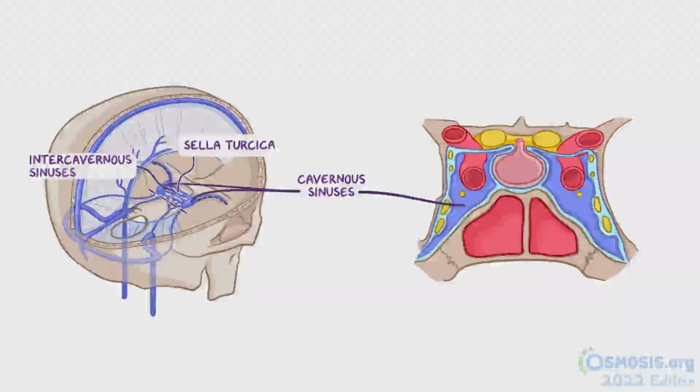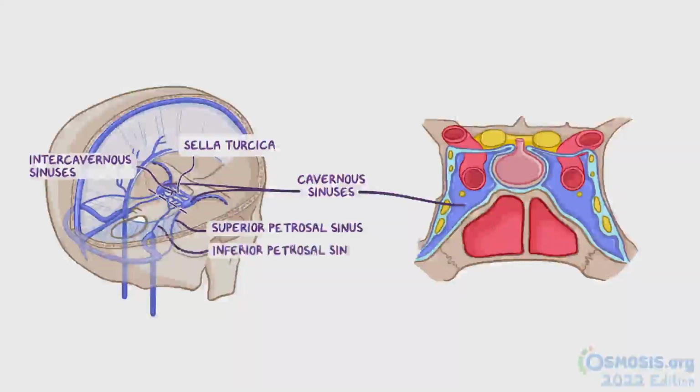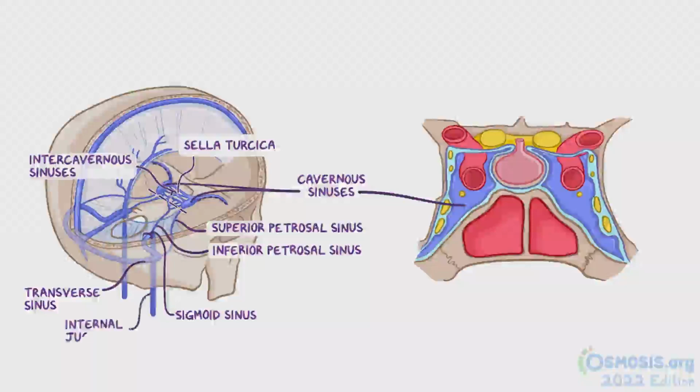The cavernous sinuses then diverge into the superior petrosal sinus and the inferior petrosal sinus. The superior petrosal sinus drains into the transverse sinus at the site where it continues as the sigmoid sinus, and the inferior petrosal sinus drains into the sigmoid sinus at its transition to becoming the internal jugular vein.